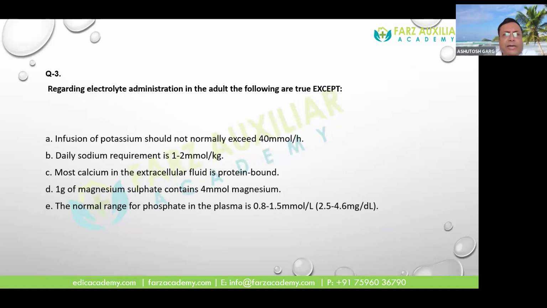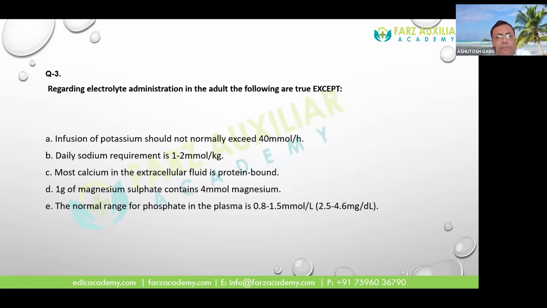Then, regarding electrolyte administration in the adult, all of the following are true except: infusion of potassium should not exceed 40 millimole per hour; daily sodium requirement is 1 to 2 millimole per kg; most calcium in extracellular fluid is protein bound; 1 gram of magnesium sulfate contains 4 millimole magnesium; normal range of phosphate is 0.8 to 1.5. So what is your answer? Somebody wrote C. Absolutely correct.